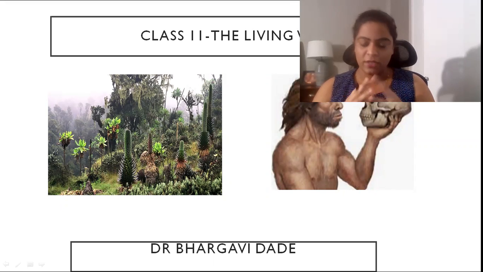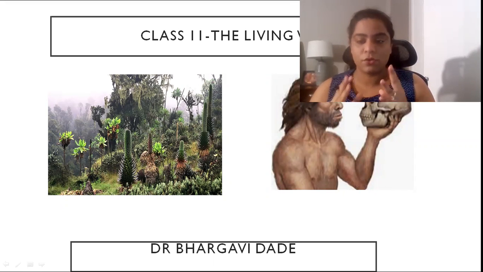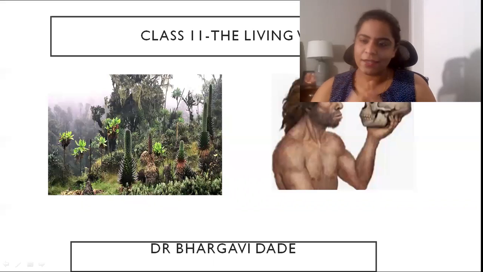Today I'm going to talk about the living world, and I'm going to take this lecture in parts. If you're interested in a live class for this lecture, you can let me know, or else I can take it in parts. In this topic, I'm going to explain first what is meant by living, what is meant by non-living, and what are the defining properties of a living organism. Then I'll talk about what is meant by taxonomy, and whether there is any similarity between a cat and a lion, and if so, why? Because both belong to the same family.